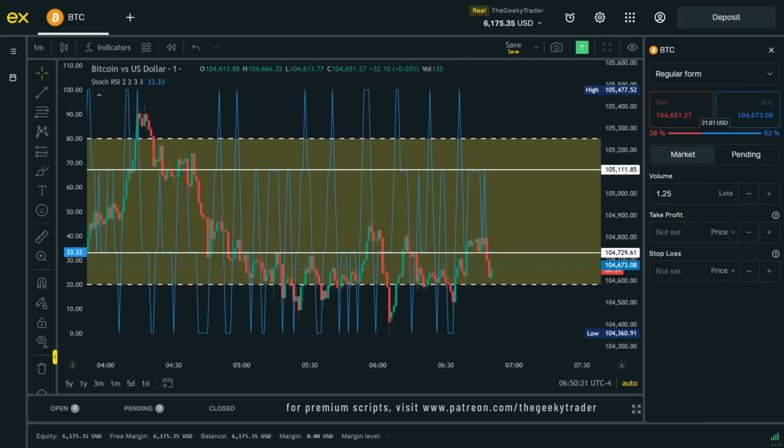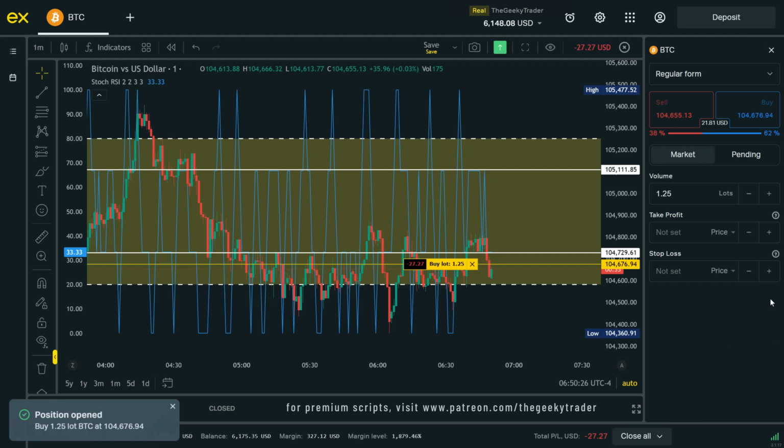Here, you'll notice the price bounced from the oversold zone, which is a strong indication of a potential reversal. But I didn't rush into the trade. I waited for two clear confirmations. One, the price crossed above the lower dotted line. Two, it broke past the key horizontal level that we had already drawn earlier. Once both conditions were met, I confidently entered a buy trade.